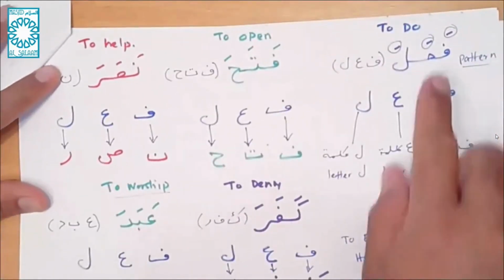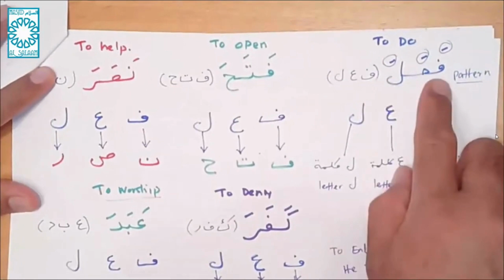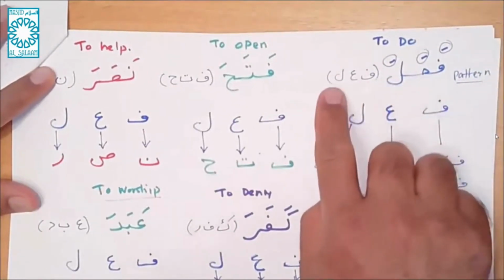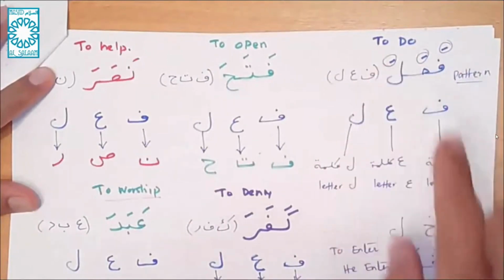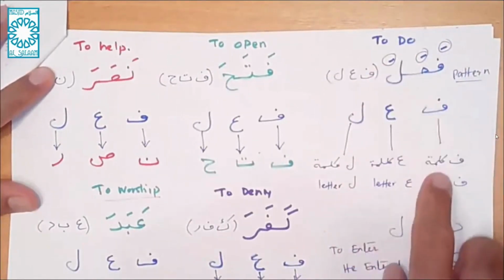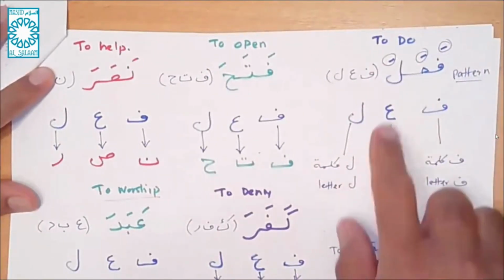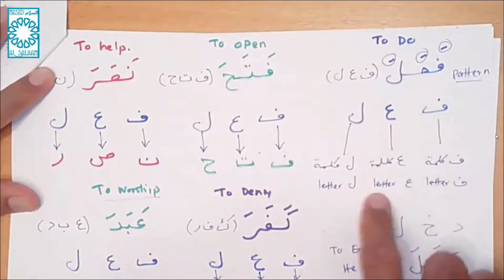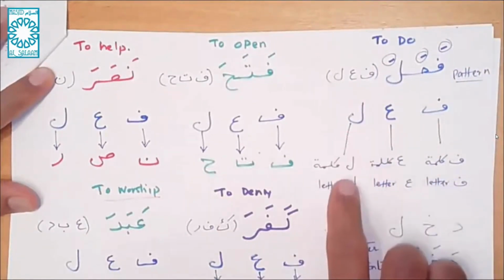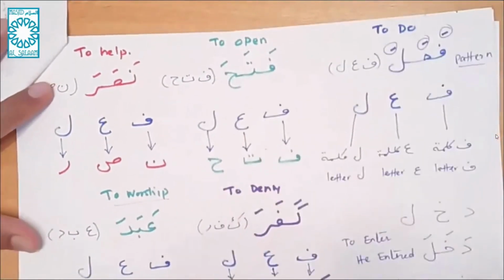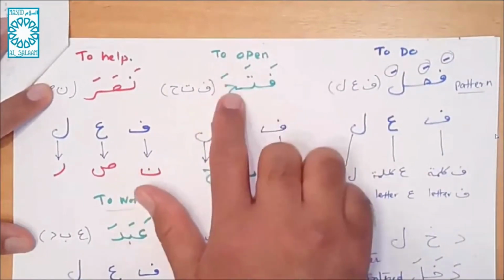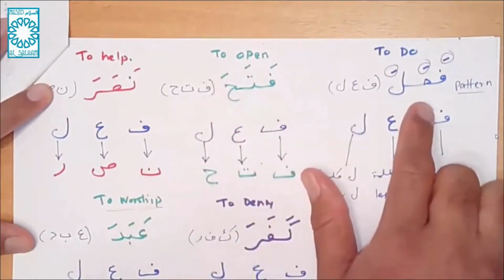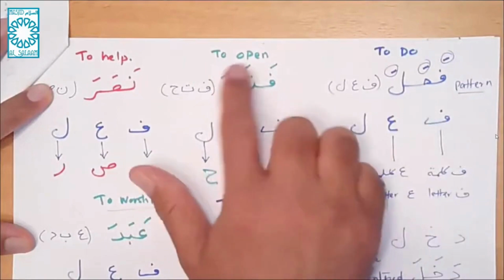I said, fa'ala, there are 3 root letters, fa, ain, lam, and there are 3 harakas, fatha, fatha, fatha. So fa is known as fa kalima or fa letter. Ain is known as ain kalima or ain letter. Lam is known as lam kalima or lam letter. So if I give you another verb and I said fataha, which is on the same pattern as fa'ala, the meaning of fataha is to open.